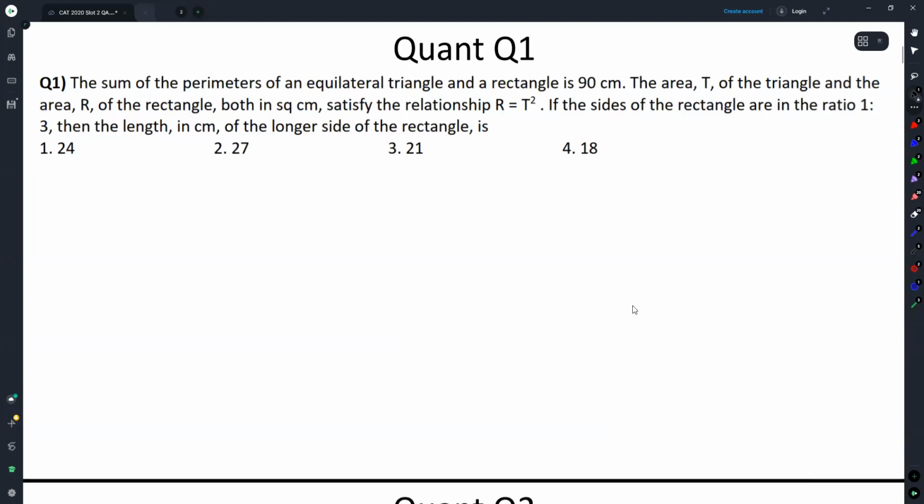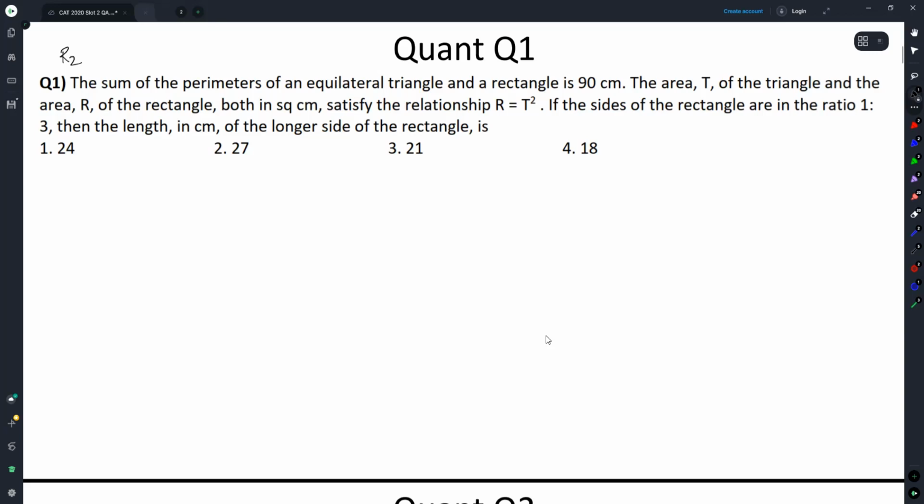The sum of perimeters of an equilateral triangle and the rectangle is 90 centimeters. The area of the triangle and the area of the rectangle, both in square centimeters, satisfy the relationship R is equal to T square. If the sides of the rectangle are in the ratio of 1:3, then the length in centimeter of the longer side of the rectangle is. First thing I would do is leave it for round 2.